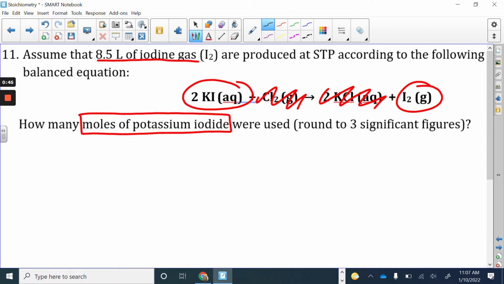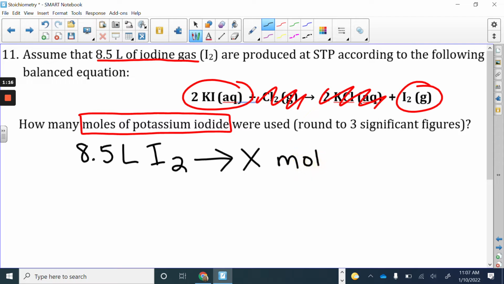First things first, you always want to start by writing down whatever number they give you in the problem. So the number they give me is 8.5 liters of iodine gas. We will then draw an arrow to what they are asking us to find, and that's what we put a box around. So they ask us to find X moles of potassium iodide. Right.